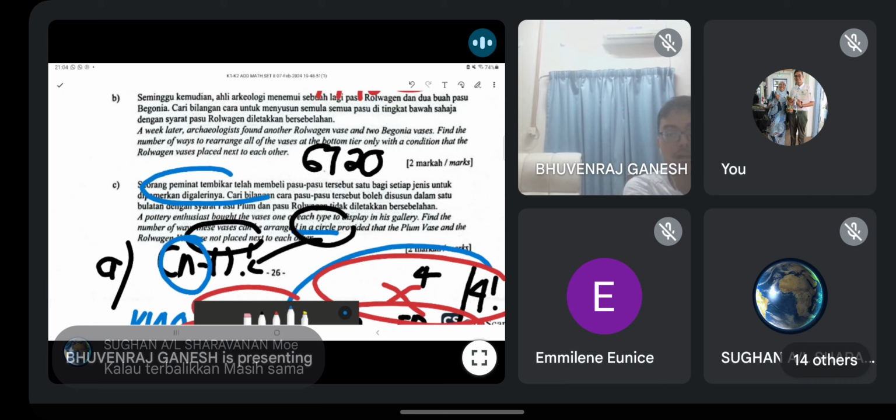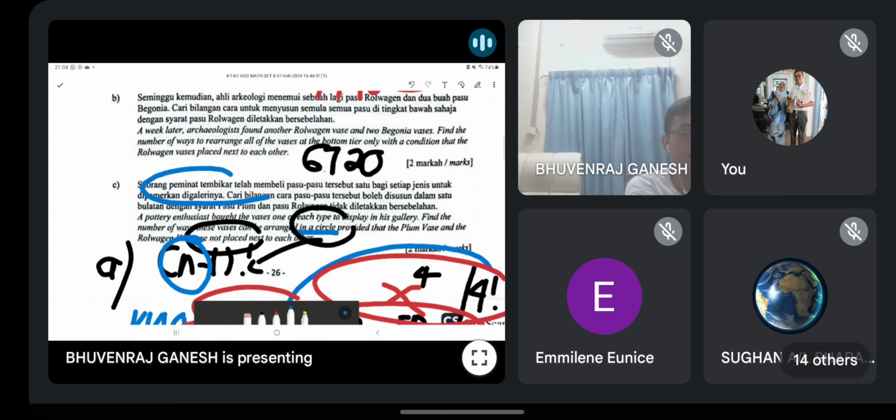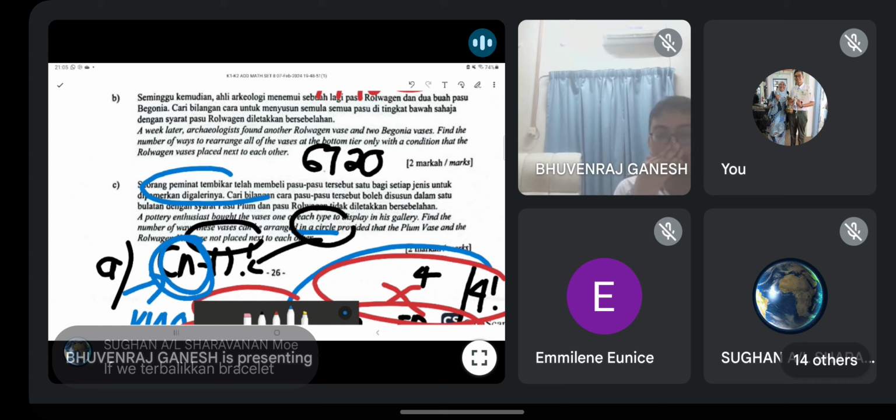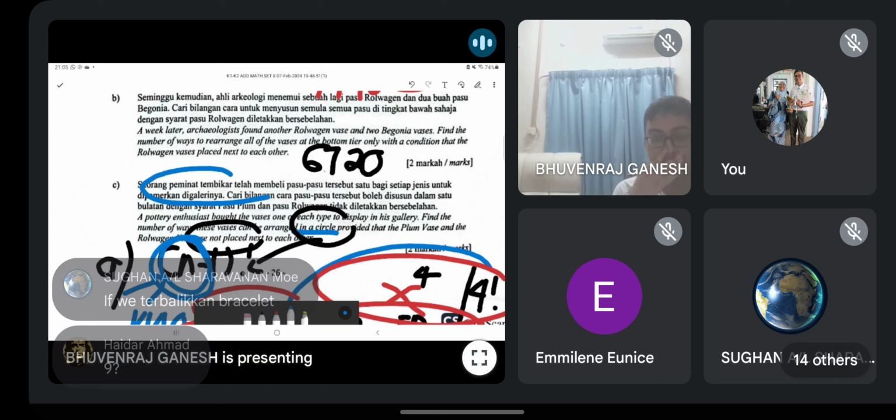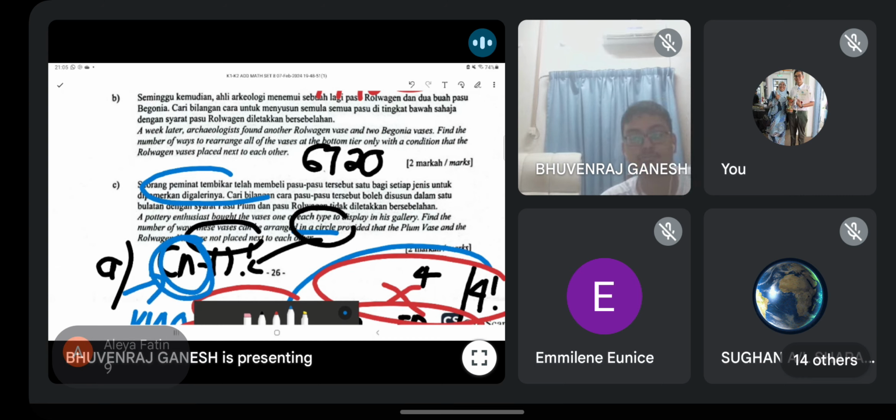Terbalikan masih sama. What do you mean terbalikan? So guys, what is the n value I must use here? Can anyone tell please? Nilai n. How many total pasu bunga we have? If we terbalikkan bracket, it won't affect. Still the same.